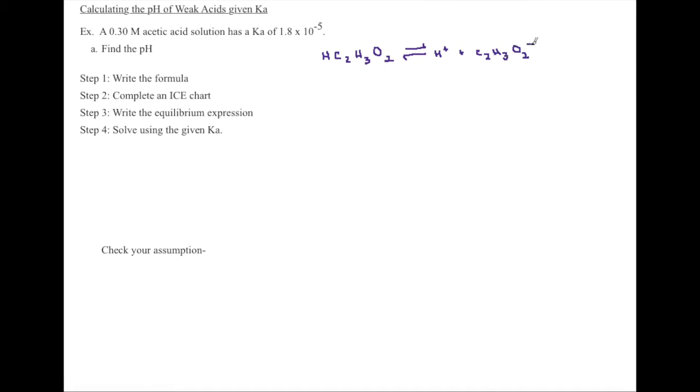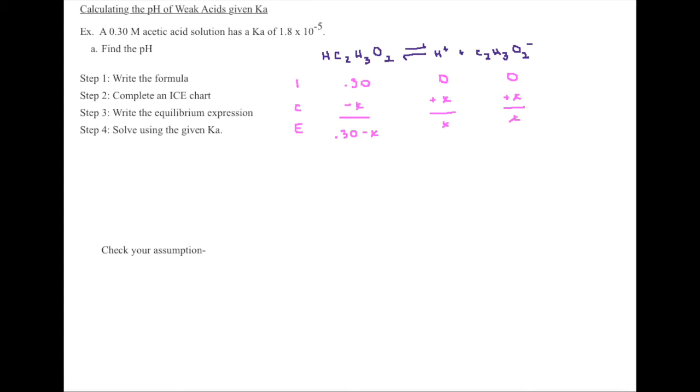Next, I need to write my ICE chart. I know my initial concentration of my acid, it's 0.30 molar. I know my initial concentration of hydrogen ions is 0, and acetate ion is 0 as well. Now I know the change that occurs: it's minus x, plus x, and plus x. So my equilibrium concentrations are 0.30 minus x, x, and x.